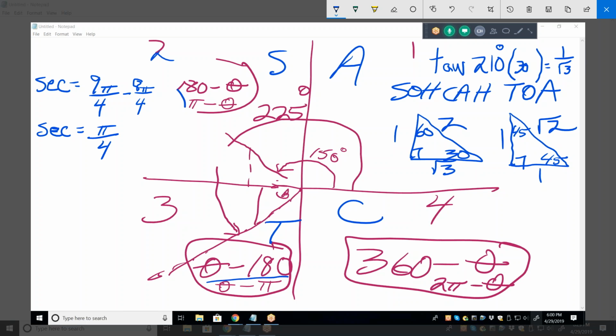What is the secant? The reciprocal of cosine. Hold on a second, I'm not writing this correctly. It's the secant of pi over 4, so it's 1 over the cosine of pi over 4. There are two ways you can do it. Tell me what the cosine of pi over 4 is. That's 45 degrees. Good. What's the cosine of 45 degrees?